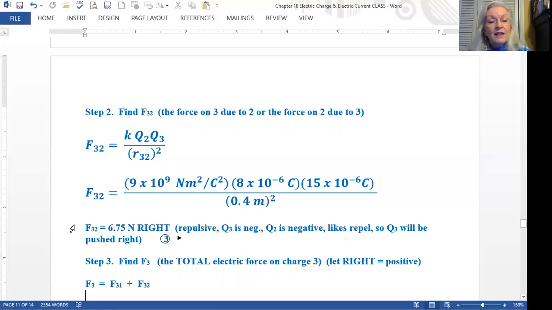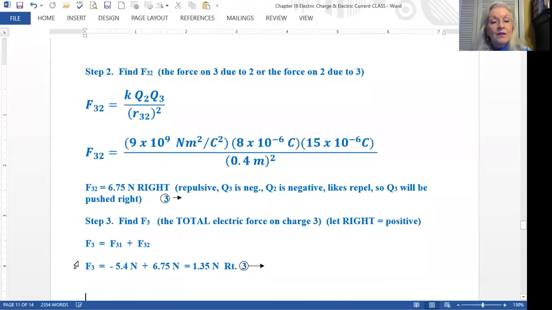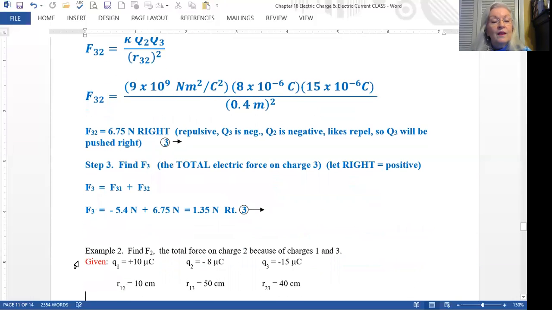So the answer I get is 6.75 newtons, and I know it goes right because charge 3 is negative, charge 2 is negative, charge 3 would be repelled, like charges repel, and so that means charge 3 would be pushed to the right. So we're almost finished. What we need to do now is find the total. So to find the total, we have to pick a direction to be positive. I'm going to let to the right be the positive direction.